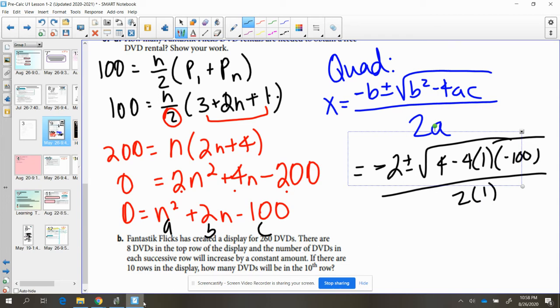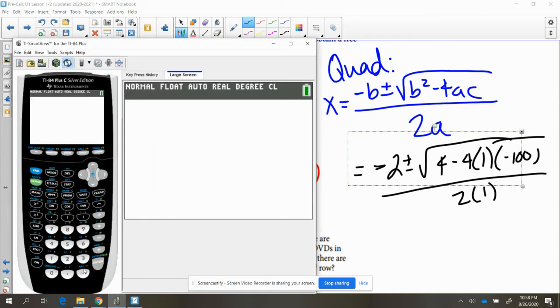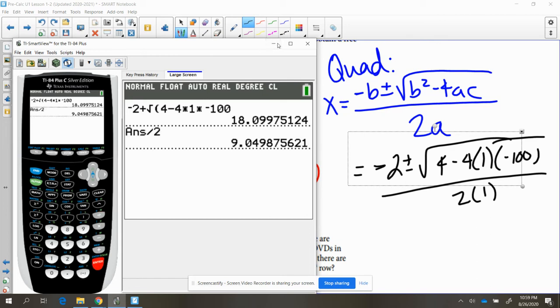Okay. So as we plug this in, what you're going to notice is we have negative 2 plus the square root of 4 minus 4 times 1 times negative 100. And then I'm going to divide that by 2. One of our factors is going to be 9.05.